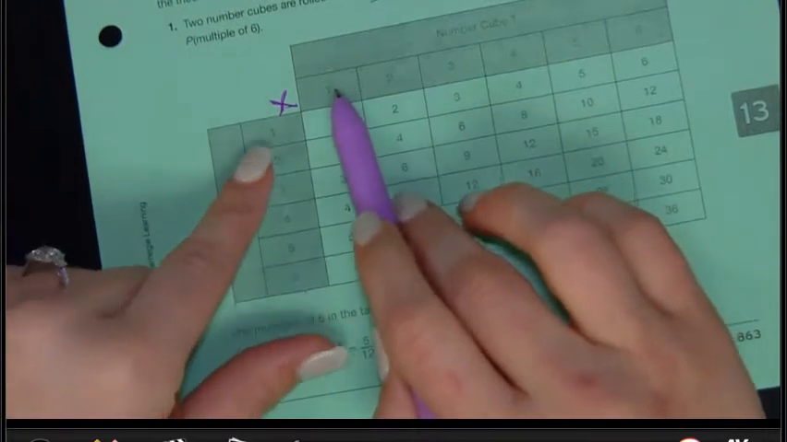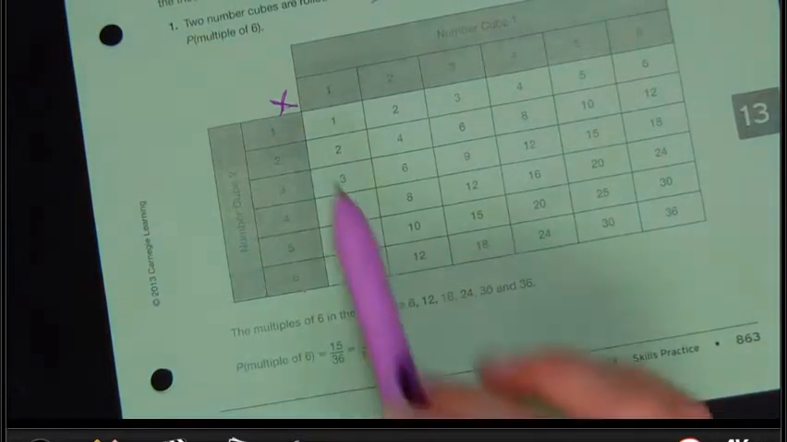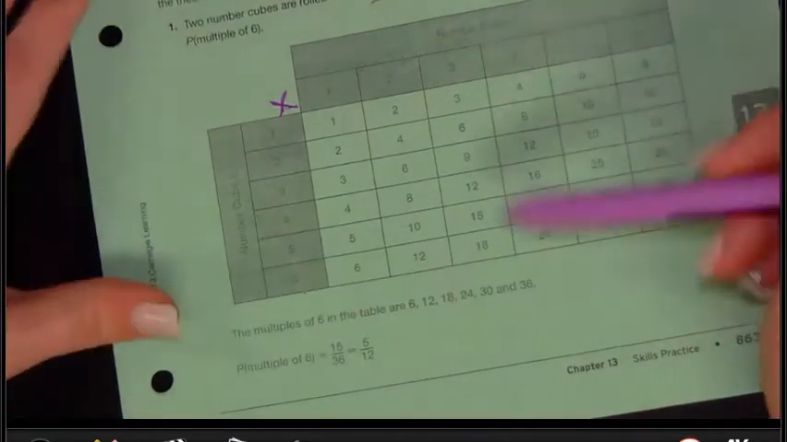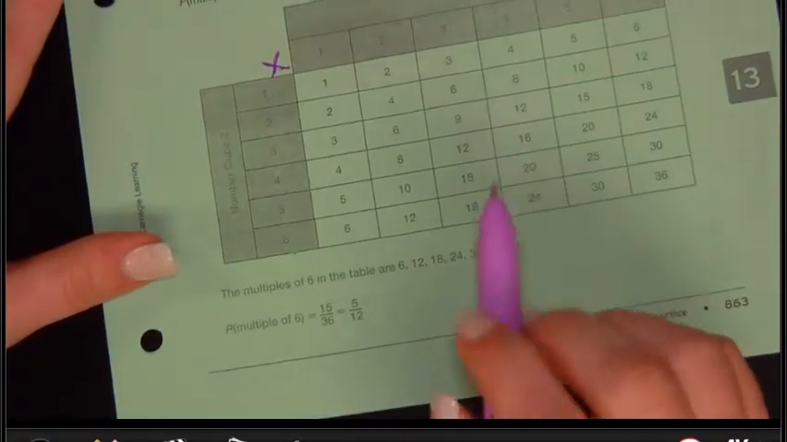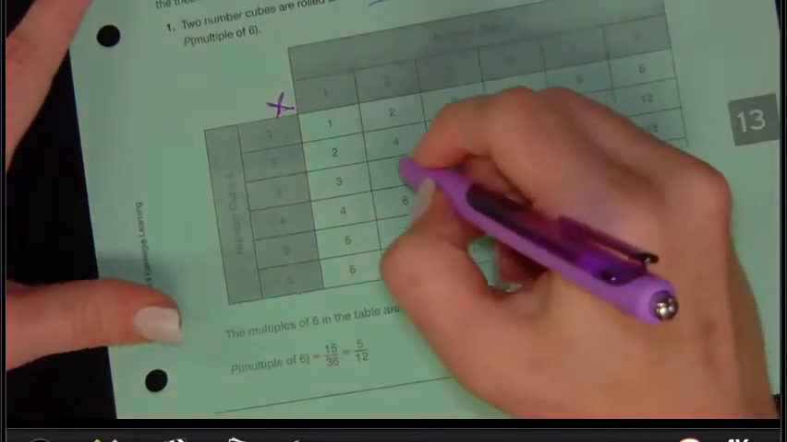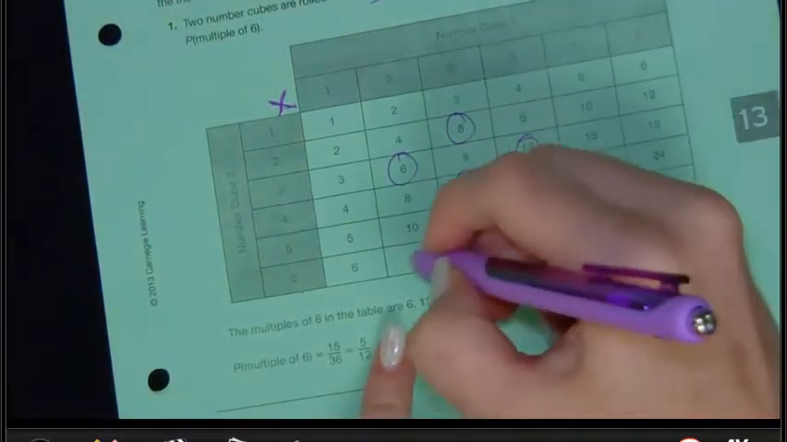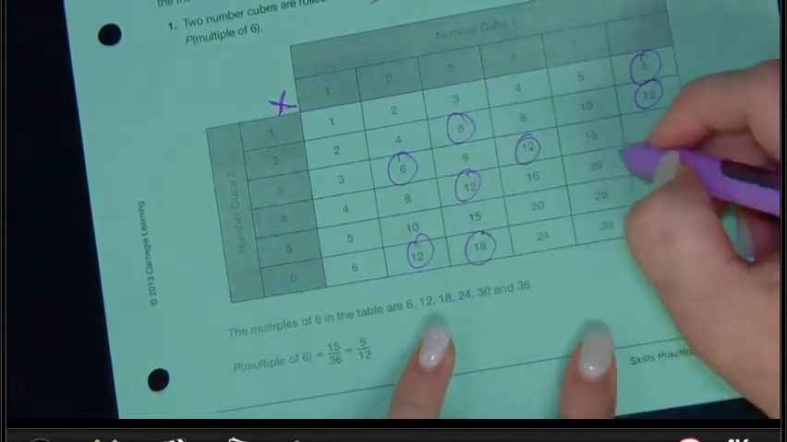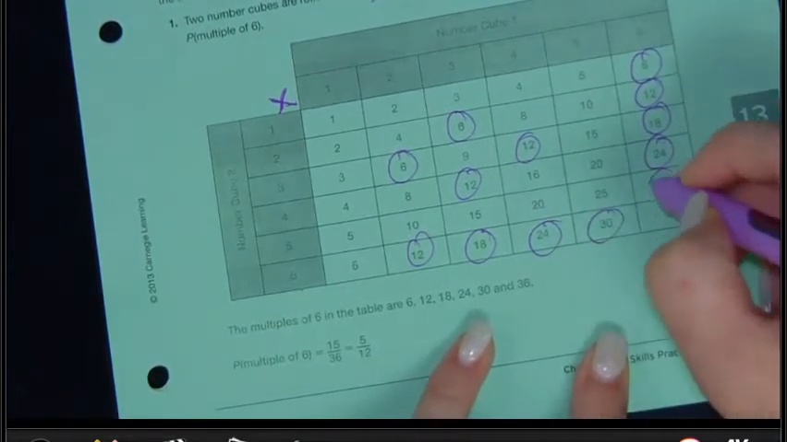All right, so it filled in my number array. So it said for a number cube, I have 1 through 6, and then I have 1 through 6 again as well. Okay, so 1 times 1 is going to be 1. 2 times 2 is 4. Then 3 times 3, and so on and so on. Well, the multiples of 6 in the table are 6, 12, 18, 24, 30, and 36. And I want to know how many times do I see these? Well, I see 6, 6, 12, 12, 12, 12, and 12. Oh, there's another 6 right there. 18. So everywhere I see an 18, I'm going to circle. 24, 30, and then 36.